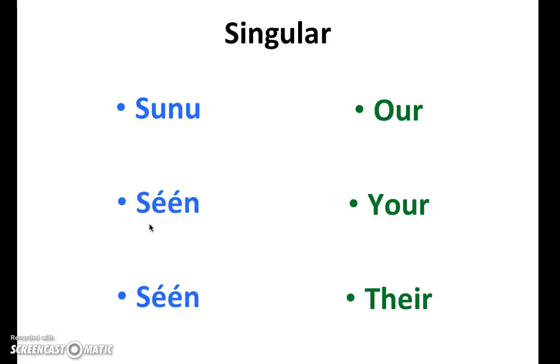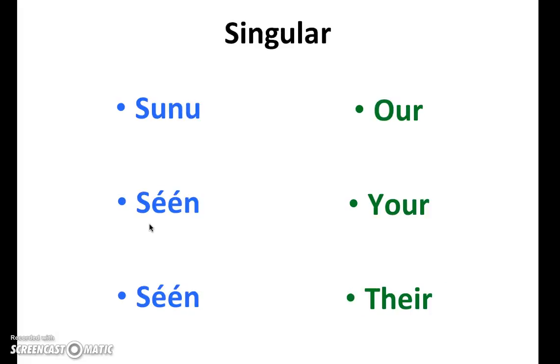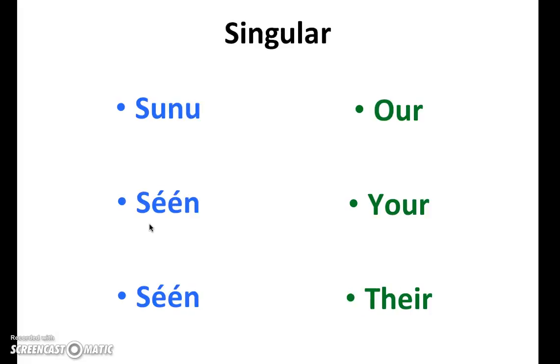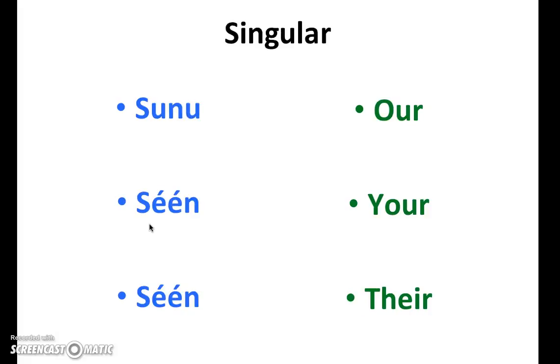Sunu, sen, sen. Most of the time, I try to be a little bit playful with these structures, and we've tried with some students to have it like a song. Sama sa am, sunu sen sen. It may not make sense, but it's a way to help people remember. Again, this means my, your, his, her, our, your, their, in the singular form. Sama sa am, sunu sen sen.